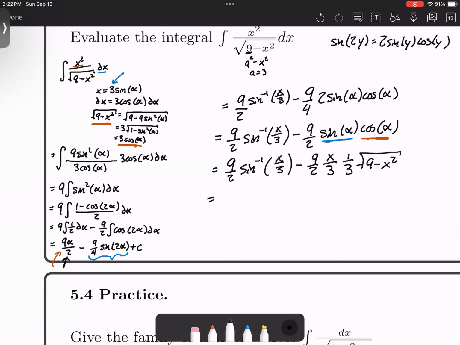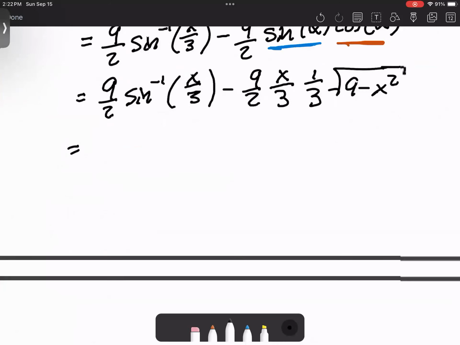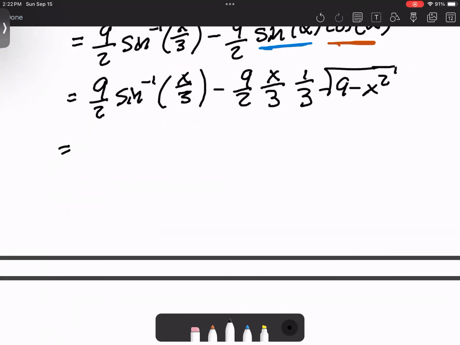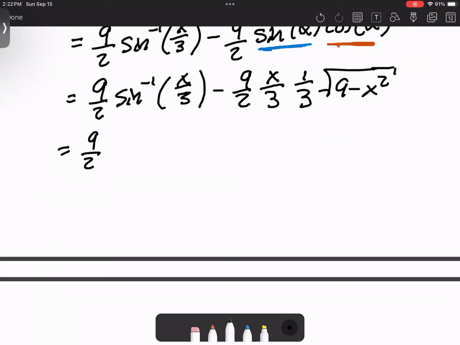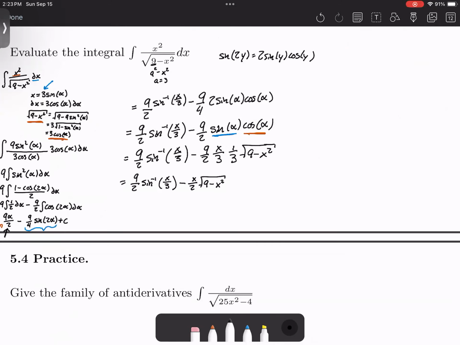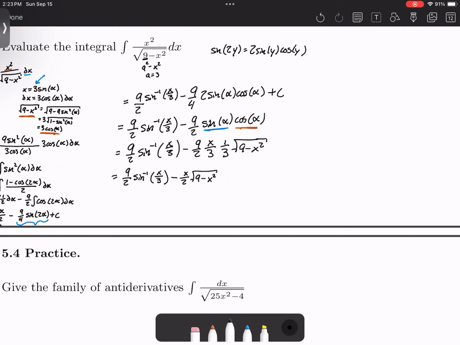Okay, now that's a good antiderivative. We don't have any more integrals to take, and we're back in the land of our original variable, but let's just clean this up a little bit. We have 9/2 inverse sine x over 3 minus those two 3's down there and that 9 up top are going to cancel, leaving me with just an x over 2 square root 9 minus x squared. And I believe I dropped my plus c here. So let's bring that back. Okay, so that is a good antiderivative.